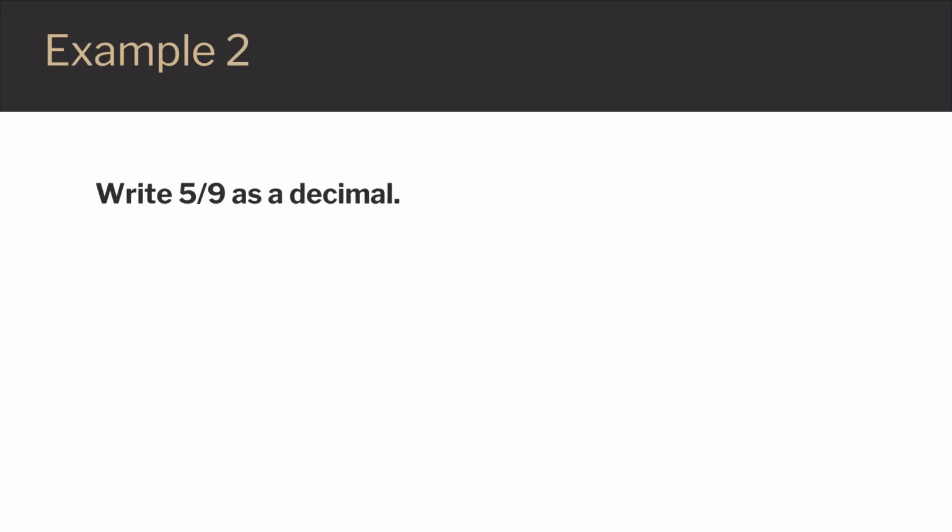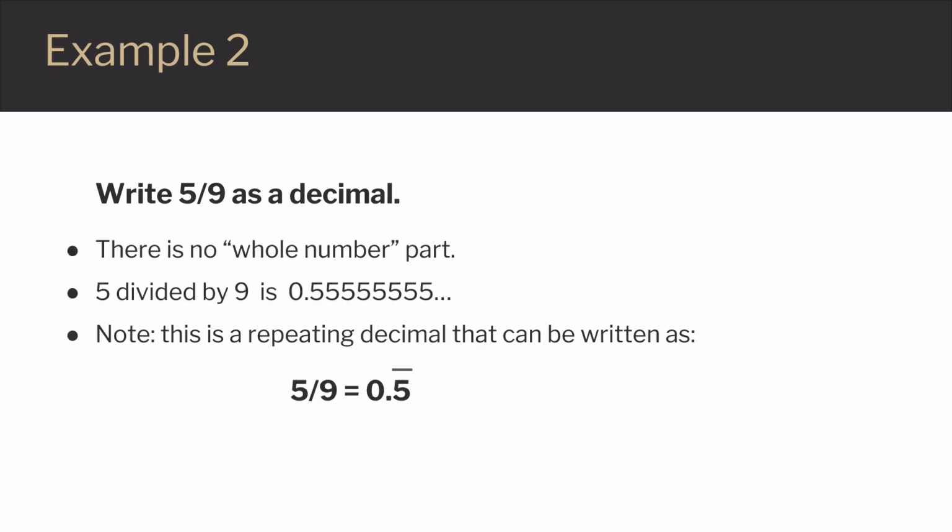Next, write 5/9 as a decimal. There's no whole number part, so we simply take 5 divided by 9. When you do that, you get 0.555. Repeating, the 5's go on forever. We call this a repeating decimal, and you can represent it by writing it as 0.5 with a bar over the top.